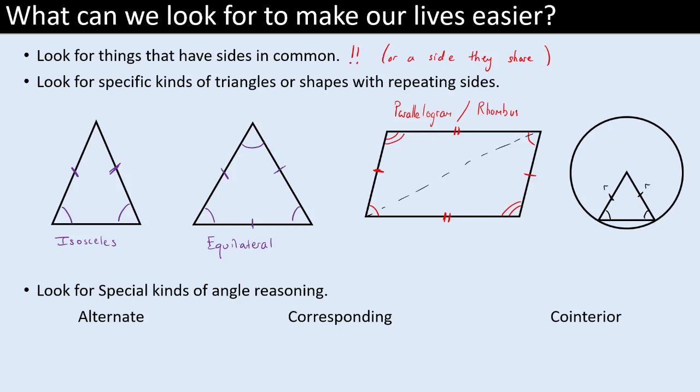And as well as that, knowing your specifics for triangles and shapes with repeating sides, you've also got these special angle reasonings that we looked at way back when we were in year 9. Okay? Alternate angles. Those are angles contained within parallel lines that are equal on alternate sides of our diagonal. So, for example, those black lines or the blue lines, those angles are going to be equal.